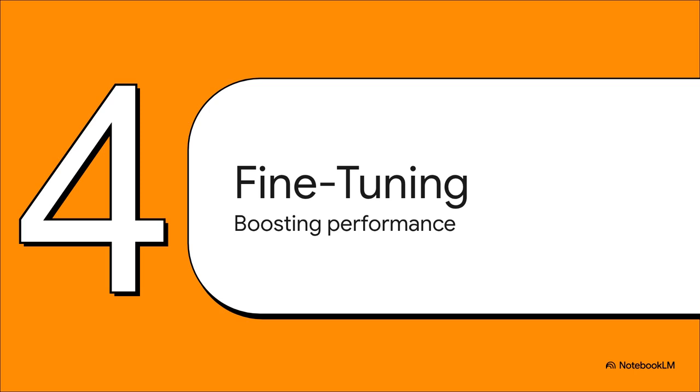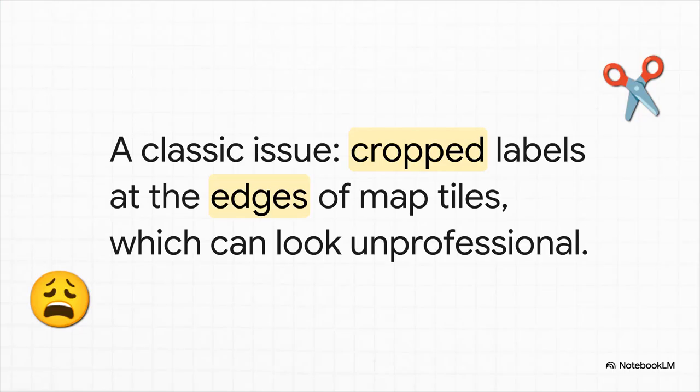We can use this config file to solve some really common mapping headaches and to squeeze every last drop of performance out of our server. You've seen this. It's so annoying. You design this beautiful map, you zoom in, and a street name or a city label gets chopped right in half at the edge of a tile. It just looks sloppy, and it's a dead giveaway that you're looking at a tiled map.